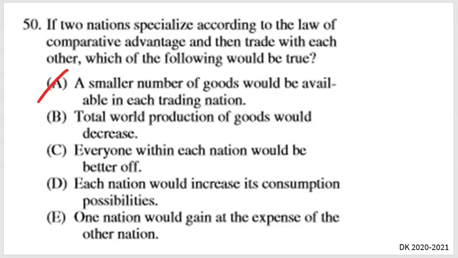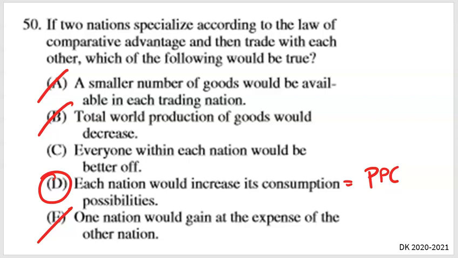B, the total world production of goods will decrease. Yet again, that's wrong, because it will actually increase. So B is incorrect. C, everyone within each nation would be better off. Maybe. So let's go through the rest of them. D, each nation would increase its consumption possibilities, which is just another way of saying our PPC is going to shift outward. And E, one nation would gain at the expense of the other nation. Well, that's not true. If they're trading within the terms of trade, then that means that both nations are going to benefit. So here, our correct answer is D.